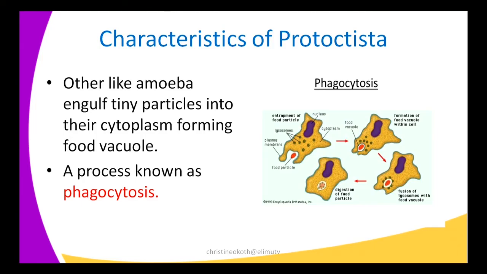Looking at an illustration, an amoeba identifies a food particle. Then the plasma membrane moves towards the food particle, and the food particle is enclosed on the inside. These food particles form a food vacuole within the cytoplasm. Then there is fusion of the lysosomes with the food vacuole. Finally, the food is digested. So this is how the amoeba feeds.